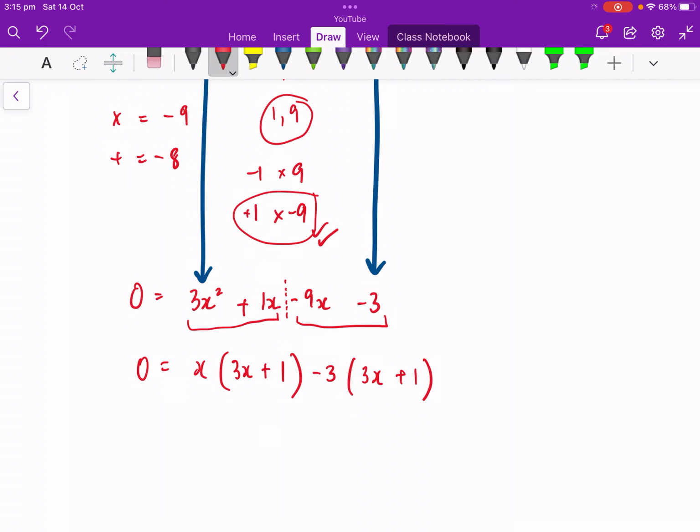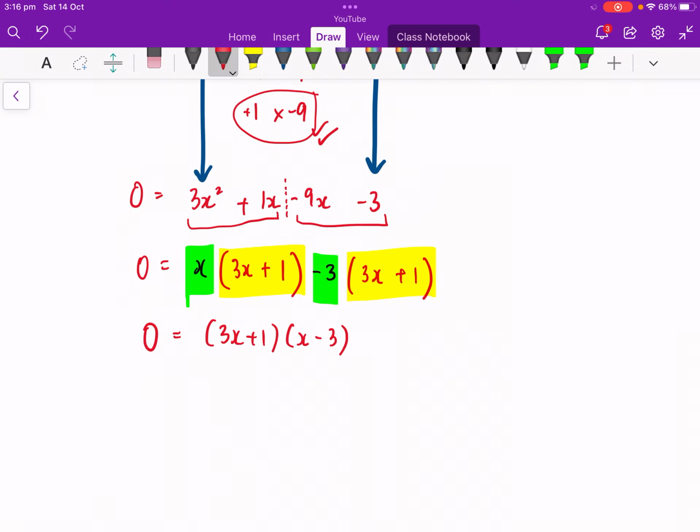And if you did this right, you will get a common bracket or a common factor. So we're going to factor this part out. So we can rewrite it as 3x plus 1. And essentially you take whatever's left over and put it as your other bracket. So it's going to be x, take 3. Okay, we factorize. Let's split it up. I like to actually physically separate it like this.